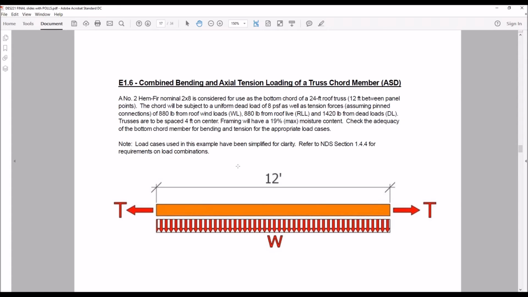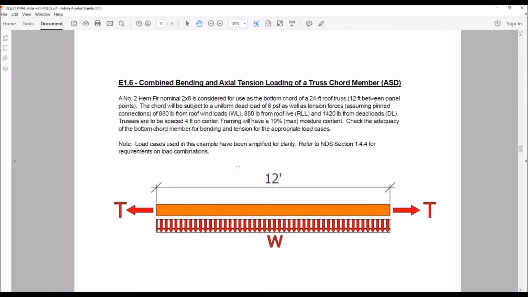We're assuming that the member has a uniform dead load of 8 psf, and then we have tension forces running along the length of the member that are equal to 880 pounds from wind loads, 880 pounds from a roof live load, and 1,420 pounds from dead loads. The trusses are spaced at 4 feet on center. Our framing will have a 19% maximum moisture content, so that indicates that our C sub M factor, our wet service factor, can be equal to 1 because we won't be in a wet service situation.